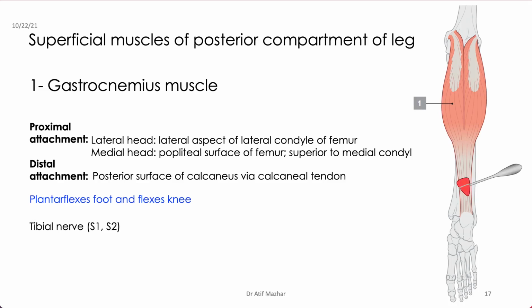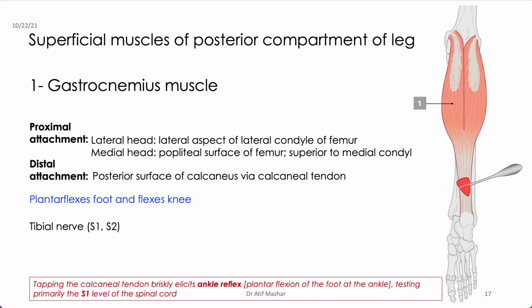If we have to elicit S1 and S2, we can tap here with the help of this hammer, and that will tell us which spinal segment we are looking at. So the ankle reflexes can be recorded, and we are testing for the S1 level of the spinal cord. We do this type of examination when we are evaluating neurological deficits and recovery.